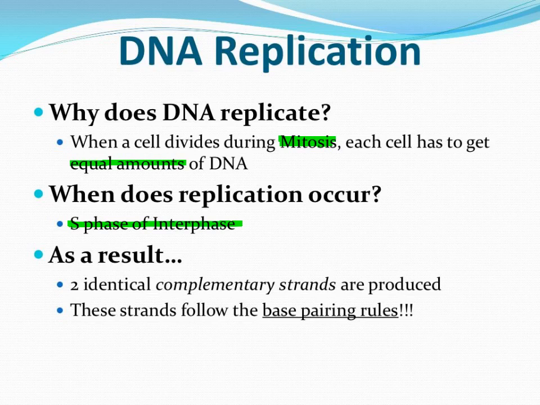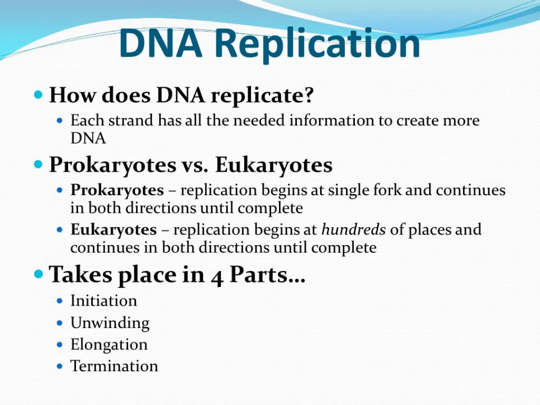As a result, you get two identical complementary strands, and they follow base pairing rules, which means A and T, G and C. That's what I mean by base pairing. So how does DNA replicate? Well, each strand has all the information it needs, but it replicates through a 4-part process, but that's just for eukaryotes, okay? Eukaryotes is more of this 4-part process. Whereas prokaryotes, it's a single fork and it just kind of goes, although they still kind of do the parts, but we're only going to talk about these 4 parts in terms of, like I just said, the eukaryotes.